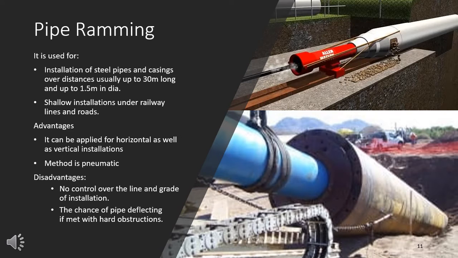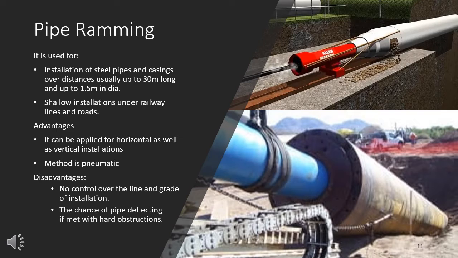Pipe ramming is used for the installation of steel pipes and casings over distances usually up to 30 meters long and up to 1.5 meters in diameter. This technology is used for shallow installations on the railway lines and roads, with some of the advantages being that it can be applied for horizontal as well as vertical installations. And the method here is also pneumatic.